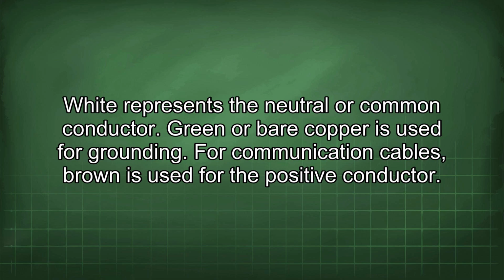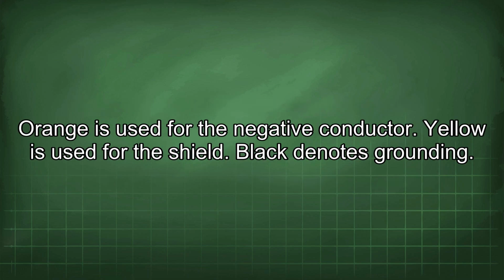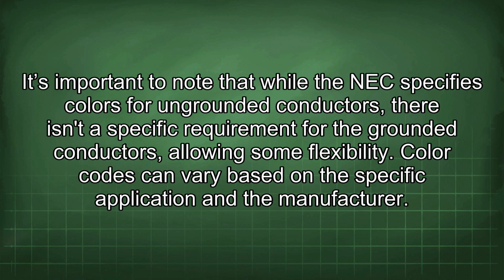For communication cables, brown is used for the positive conductor. Orange is used for the negative conductor. Yellow is used for the shield. Black denotes grounding. It's important to note that while the NEC specifies colors for ungrounded conductors, there isn't a specific requirement for the grounded conductors, allowing some flexibility.